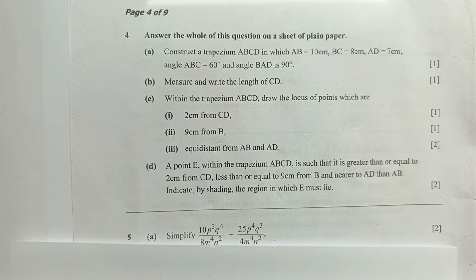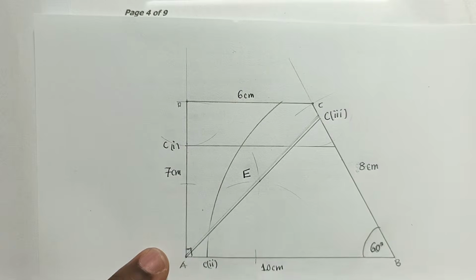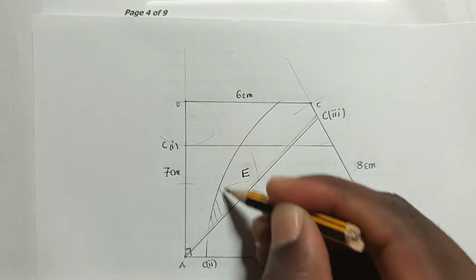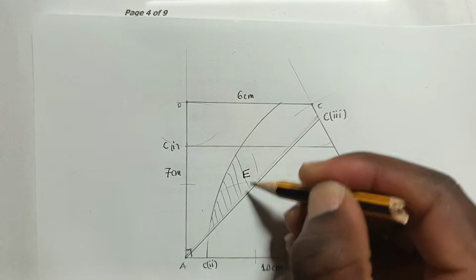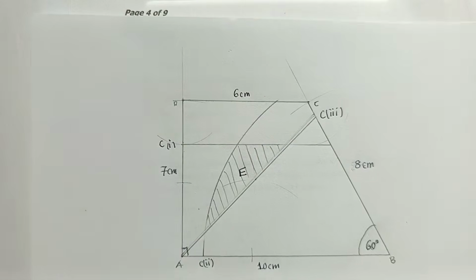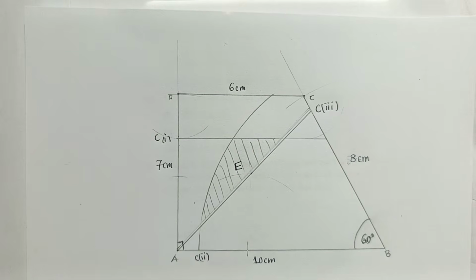So indicate by shading where E lies. So this is what we're going to do. You write your letter E there, and then you shade nicely to show that this is the region we are talking about. So this is how you get to answer an exam question like this one.